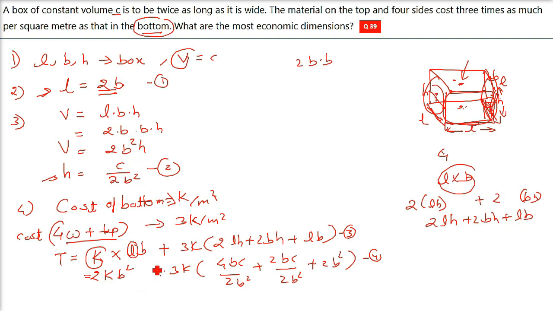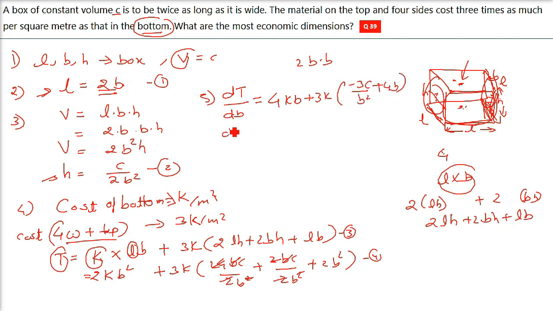This B is on the right. So the function we call T. We will differentiate it with respect to B, not C or K, because L, B and H are the variables. Differentiation will be only with respect to the variables. So there will be certain cancellation and certain simplification. Once you do it, you will get the differentiated value as 4KB plus 3K into minus 3C by B square plus 4B. This is the differentiation.